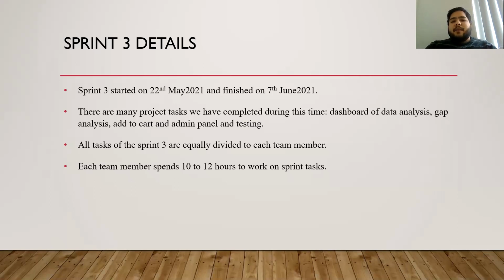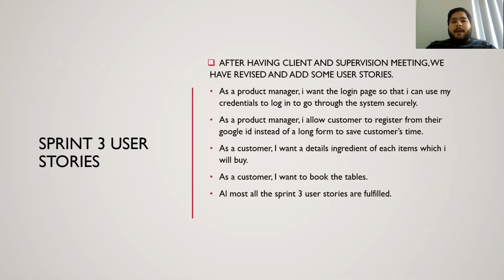All the major tasks were completed during this time, like data analysis, gap analysis, and the testing part, and all the sprint tasks are equally divided among each team member as we work 10 to 12 hours on the sprint tasks. These are some user stories which have been fulfilled in the Sprint 3 tasks. Almost all the stories have been fulfilled. Because of the time limitation and manpower, we were unable to fulfill some user stories, which we will further explain in the gap analysis.